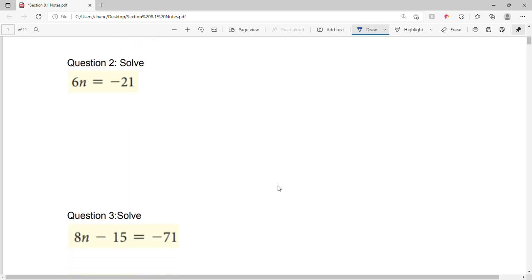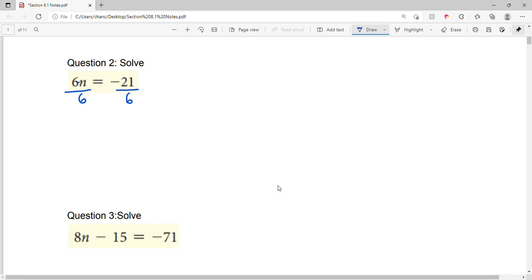In question 2, again, we're going to solve for the variable. In this case, the variable is n. And we'll figure out how to get the n by itself. We have a 6, which is the coefficient in front of the n. And to get rid of that, I need to do the opposite. So in this case, we have 6 times n equals negative 21. What's the opposite of multiply? Well, that's division. So I could divide both sides by 6.